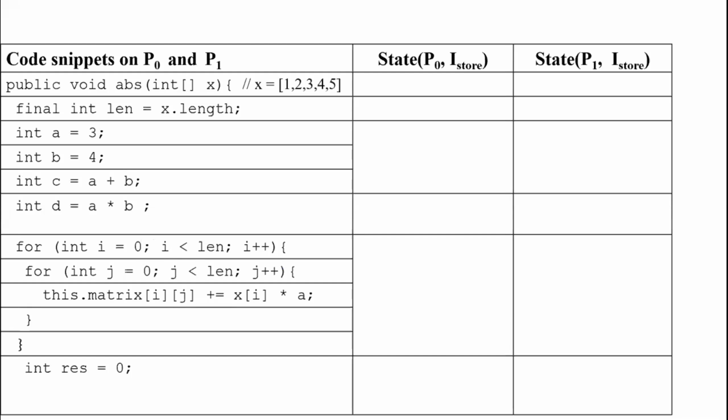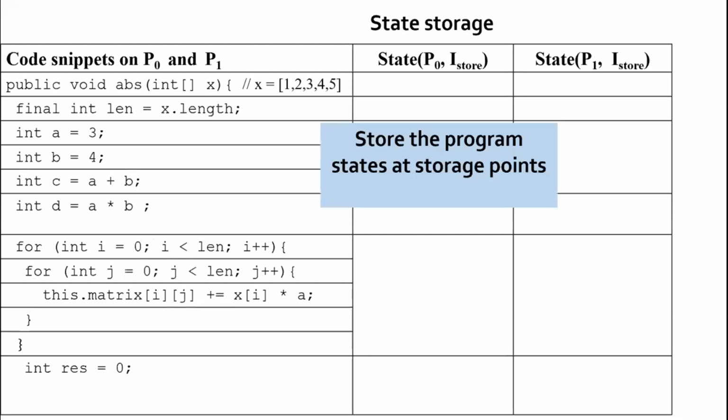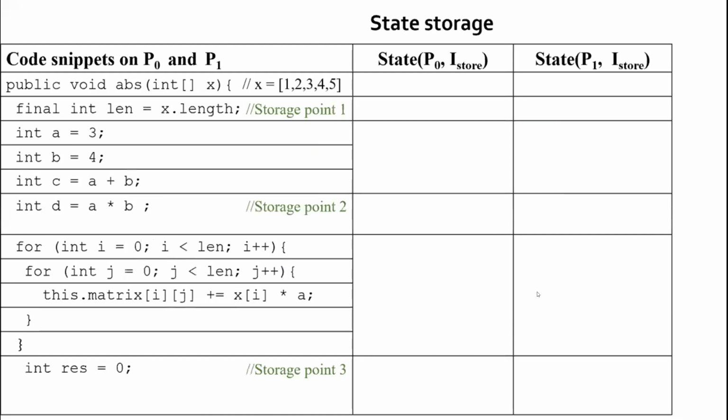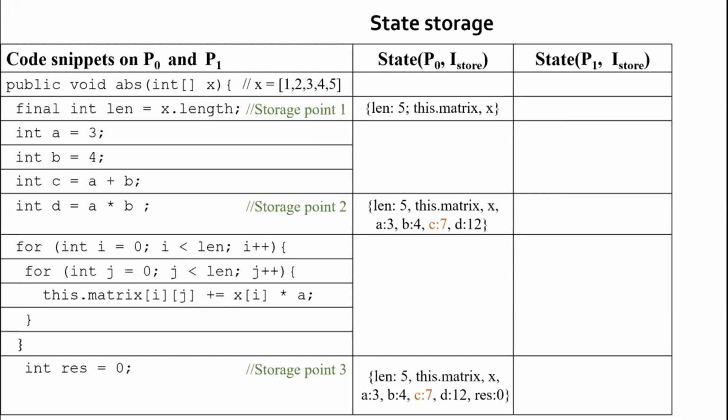Next, I will use an example to introduce the state storage and loading. State storage is to store the program states at storage points. First, we select several code locations as storage points. In the example, these are storage points 1, 2, and 3. Then during the execution of P0, we store the program states at these locations. As we can see in the second column, SRRTA collects 3 sets of program states.